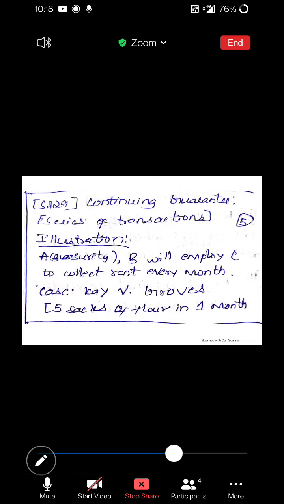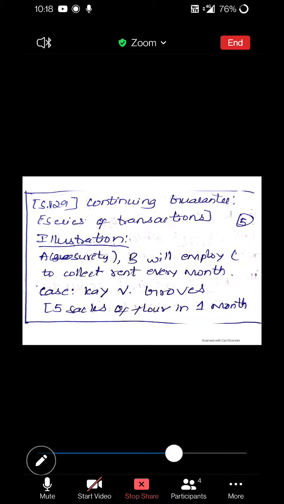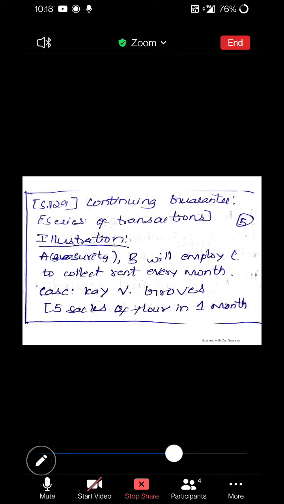But after giving 5 sacks of flour, the creditor again supplies one more sack of flour to him, and the principal debtor does not pay money. So the creditor tried to sue the surety. The court held that the surety cannot be sued because the contract of guarantee held good only for 5 sacks, and the creditor made a mistake by providing one more sack, which was not covered in the contract of guarantee. This is a continuing guarantee. So there are a series of transactions in a continuing guarantee, and the guarantee is given only once.